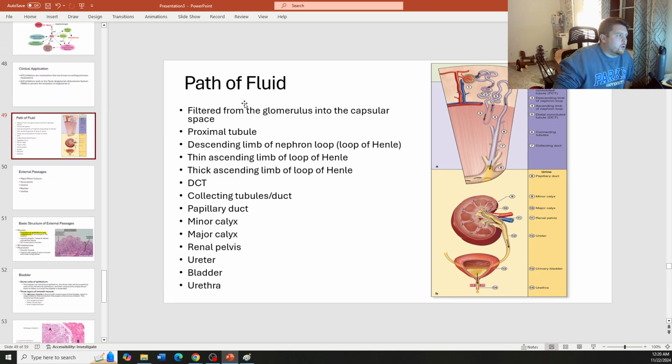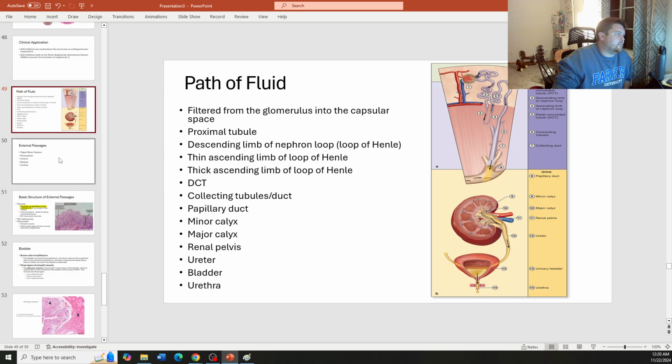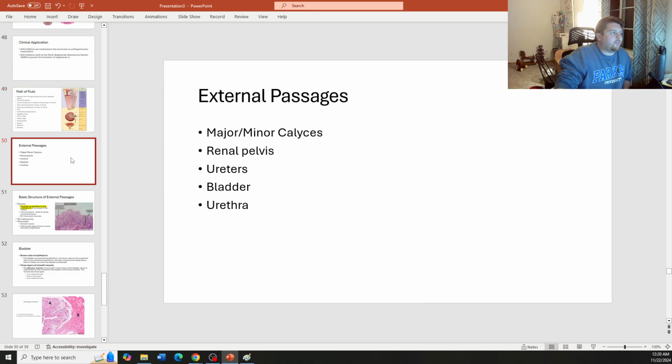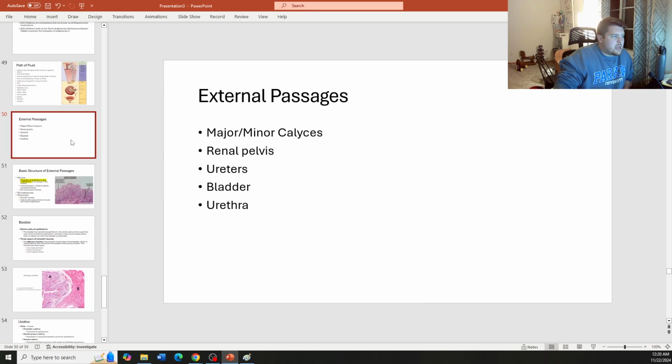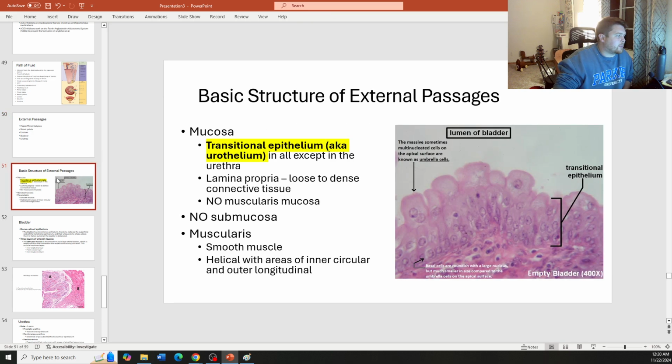That is the whole path of fluid. Very simplified, but yeah, that's the whole path. So we're going to focus a little bit on those major and minor calyces, the renal pelvis, ureters, bladder, and urethra. Mostly these last three are the main ones that we're going to focus on, but adding a little bit more of the histology information on the major, minor calyces and the renal pelvis.